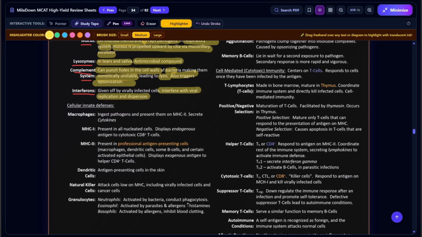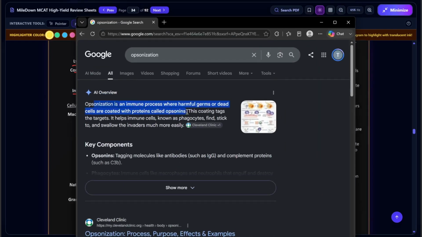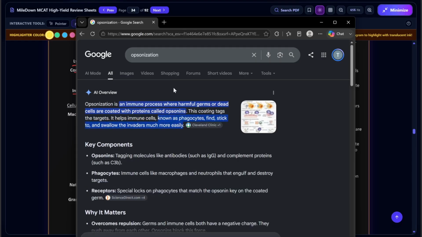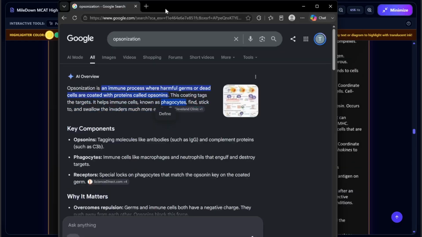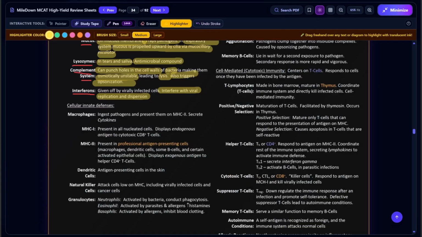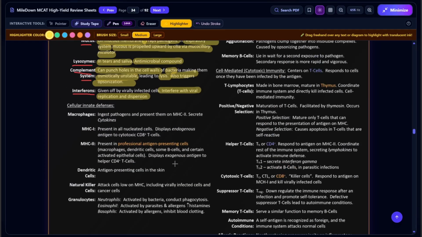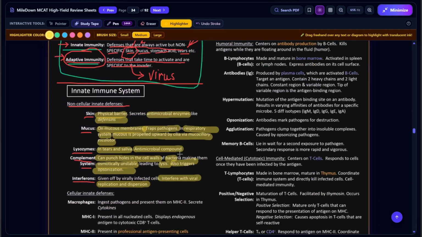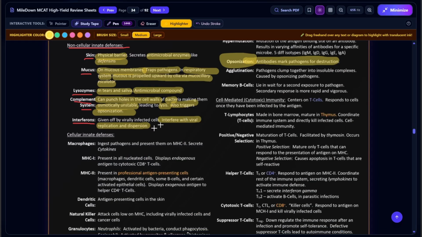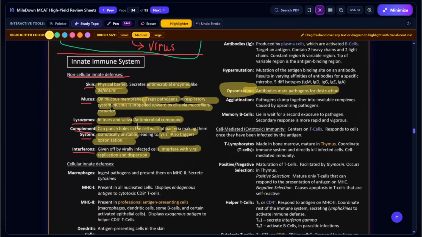So opsonization is basically, I'm pretty sure, a tagging system. It's an immune process where harmful germs or dead cells are coated with proteins called opsonins. And so things in your adaptive immunity can then find opsonins, or phagocytes, which are immune cells, can find it and destroy and swallow up those invaders. Opsonization is explained again here, where antibodies mark pathogens for destruction. So it's basically like a marking system where the body's saying, hey, this is dangerous, right?